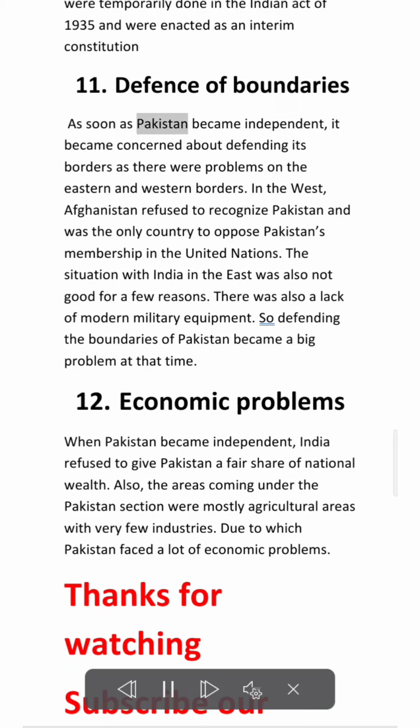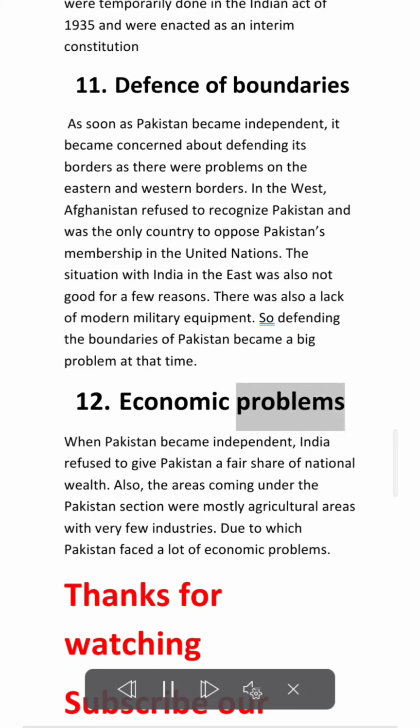As soon as Pakistan became independent, it became concerned about defending its borders as there were problems on the eastern and western borders. In the west, Afghanistan refused to recognize Pakistan and was the only country to oppose Pakistan's membership in the United Nations. The situation with India in the east was also not good for a few reasons. There was also a lack of modern military equipment. So defending the boundaries of Pakistan became a big problem at that time.